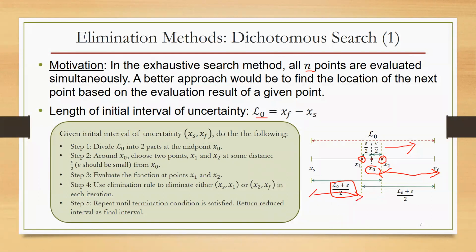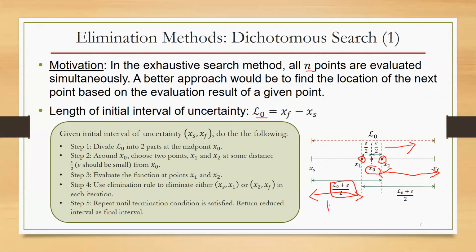Depending on the elimination rule that we have seen earlier, in every iteration we try to reduce the length of this interval by almost or nearly half. When I say nearly, it's because it depends on the value of epsilon. We keep doing this until the condition is satisfied, that is, the interval between x1 and x2 becomes smaller.